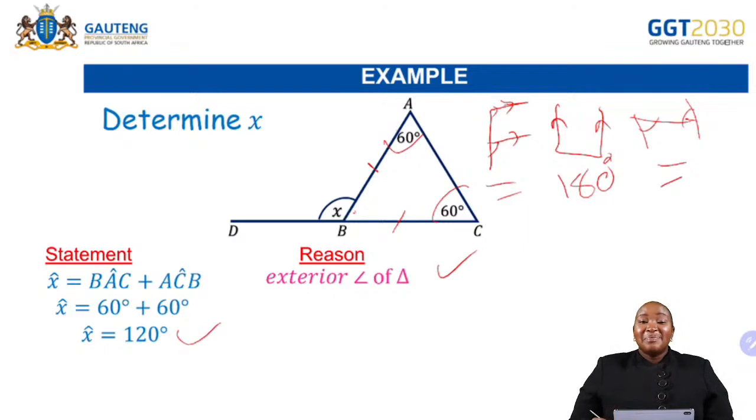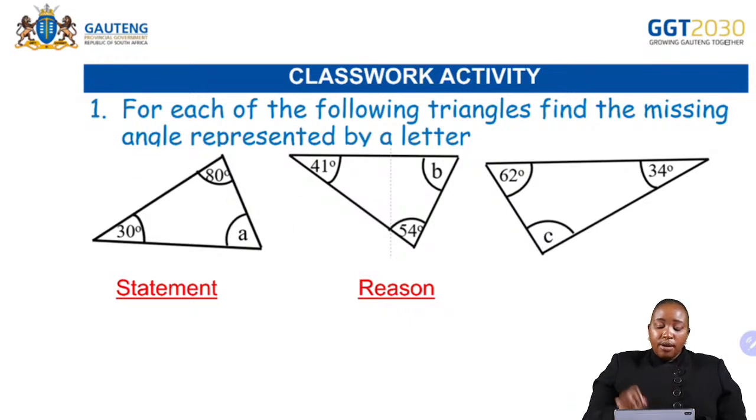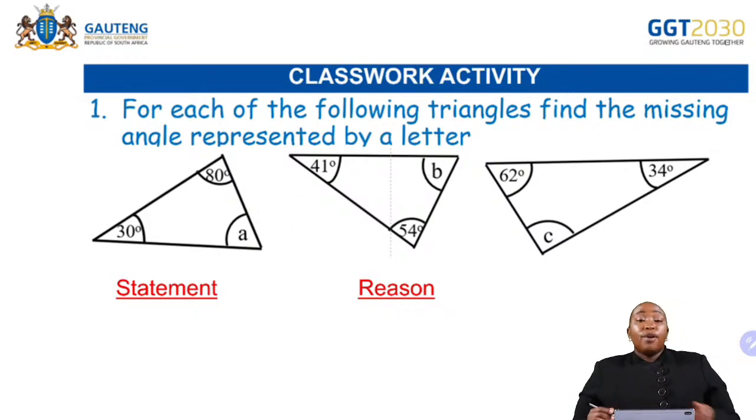Good job. Okay. Right. Now we have a classwork activity. I'm going to give you 2 minutes to answer the first triangle here. Okay, for A, because they have A, B, C. So for A, you're going to have 2 minutes. You're welcome to do all of them if you'd like. And then we are going to work on each of them as we go along. All right. So 2 minutes for A.